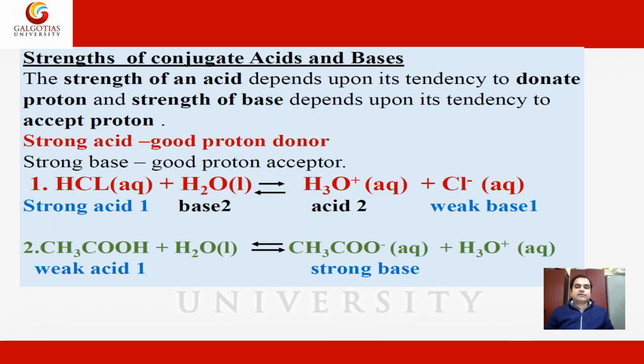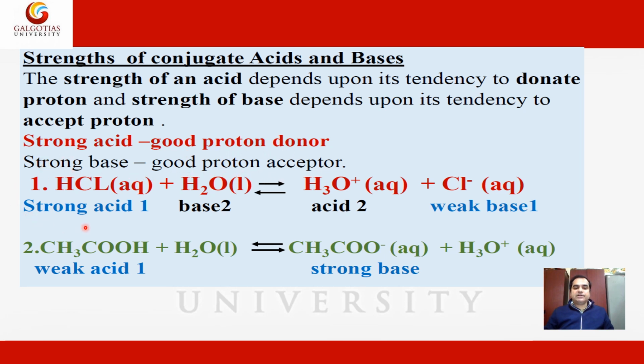Now, what are the strengths of conjugate acids and bases? The strength of an acid depends upon its tendency to donate the proton, and the strength of a base depends upon its tendency to accept the proton. An acid is strong when it can easily donate the proton, while a base is strong when it can easily accept the proton. So strong acids are good proton donors, while strong bases are good proton acceptors.